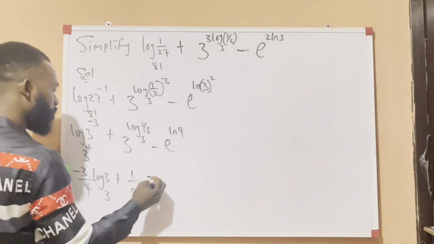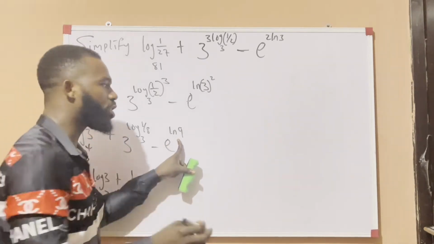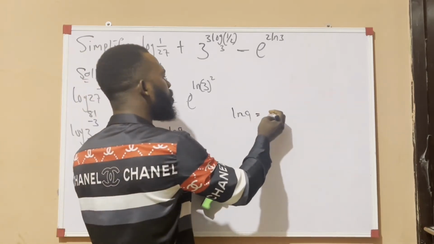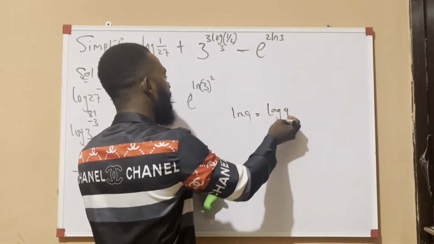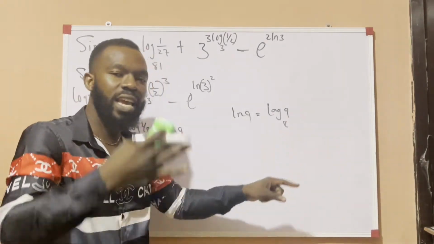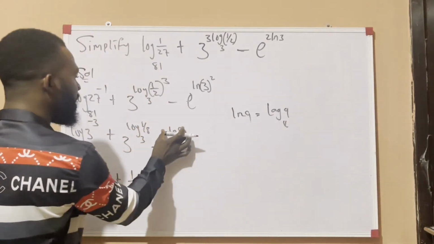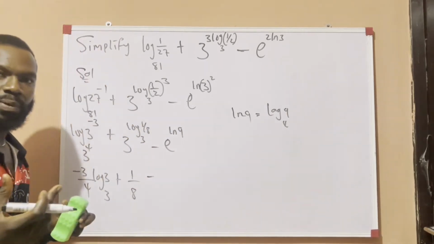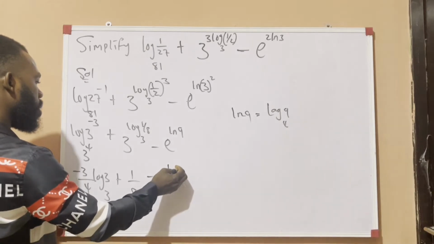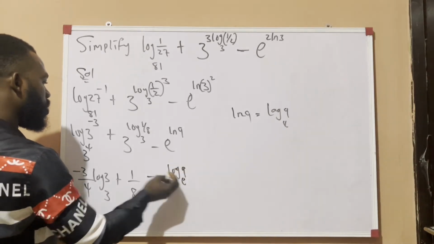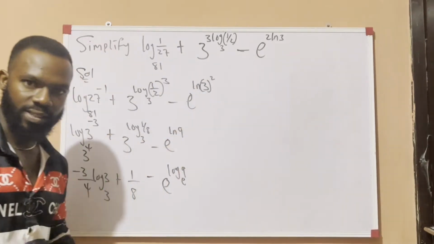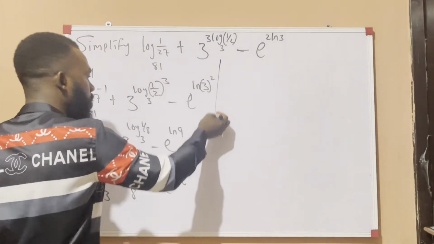Alright, now minus. Now I have ln 9. Watch. Ln 9, natural log. Now ln 9 can also be written as log 9 base e in form of log. So instead of writing ln 9, what am I going to put? Log 9 base e. So here becomes e raised to the power of log 9 to the base of e. Alright, we don't need to be in a hurry, step by step. Now let us proceed, class.